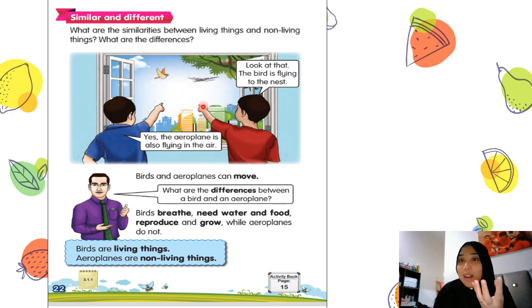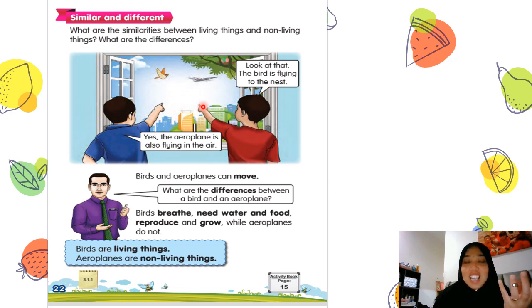Pernah tengok aeroplane makan? Do you ever seen aeroplane eat? No. Have you ever seen aeroplane drink? Pernah tengok aeroplane minum? No. Have you ever seen aeroplane melahirkan anak? Pernah tengok anak aeroplane? No. And have you ever seen an aeroplane grow? Pernah tengok kapal terbang membesar? No. Okay? So, birds breathe, need water and food, reproduce, and grow, while aeroplanes do not.